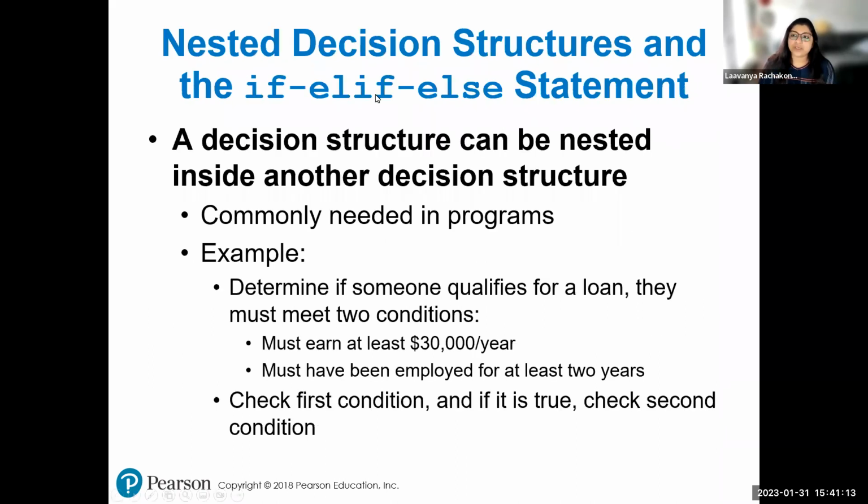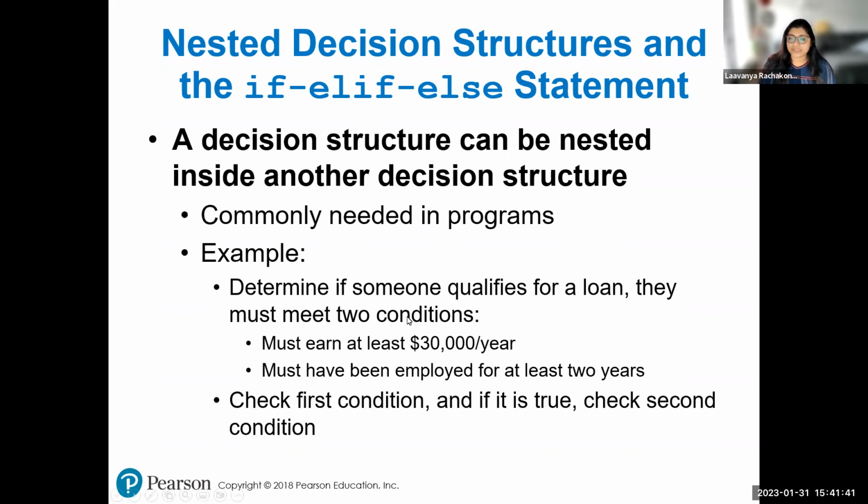So when we are talking about dual decision structures, we can also talk about nested decision structures. That means a condition can have multiple subconditions, so that the structure will be if, elif, else. Elif is else if, so when it's combined, it is elif. So this is basically a decision structure inside a different decision structure. This is commonly needed in programs.